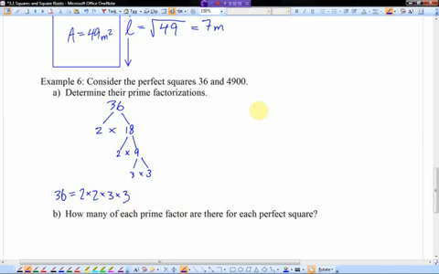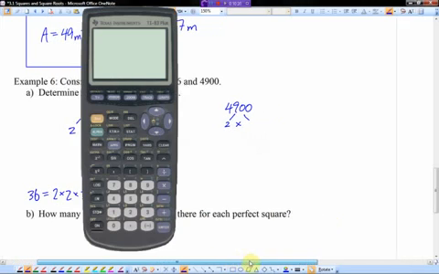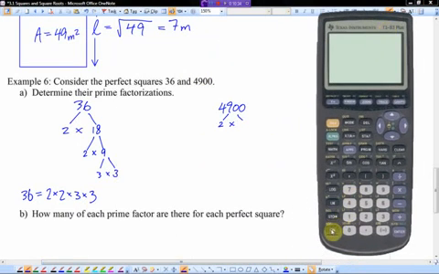I can do the same thing for 4,900. It's going to take me a little bit longer, but I can certainly do it. So it is 2 times, and I may need my calculator to help me out with this process, and also just to speed it up a little bit here. 4,900 divided by 2 will give me 2,450. And 2,450 divided by 2 is equal to 1,225. Now, 2 is not going to go in again because 1,225 is odd.